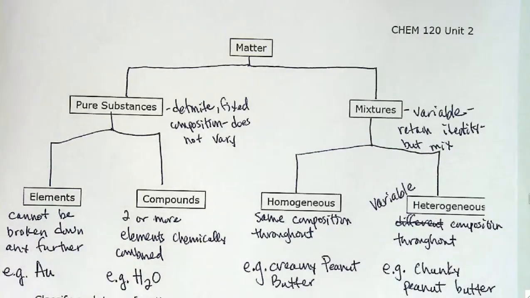You can see the cream of the peanut butter, and you can also see the nut from which the cream originated. So the two components in that mixture are very discernible. And that's what you come across when you have a heterogeneous mixture.